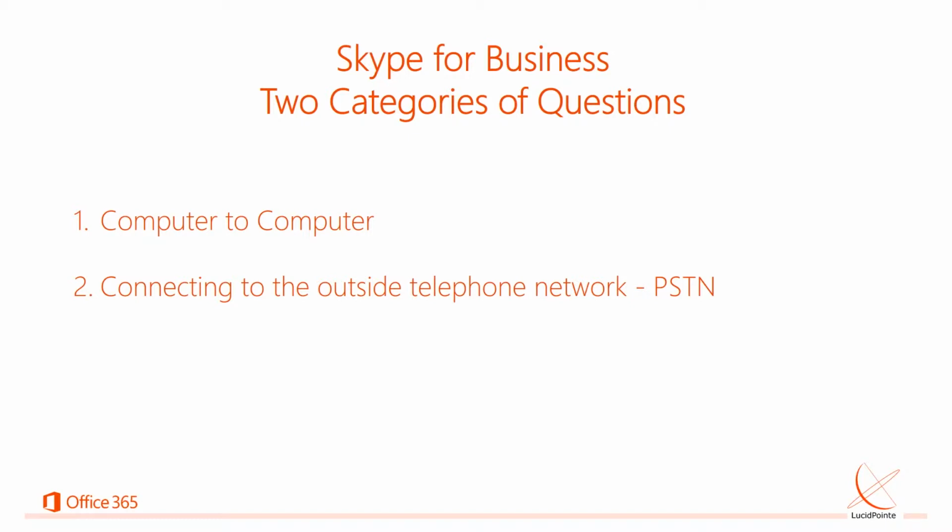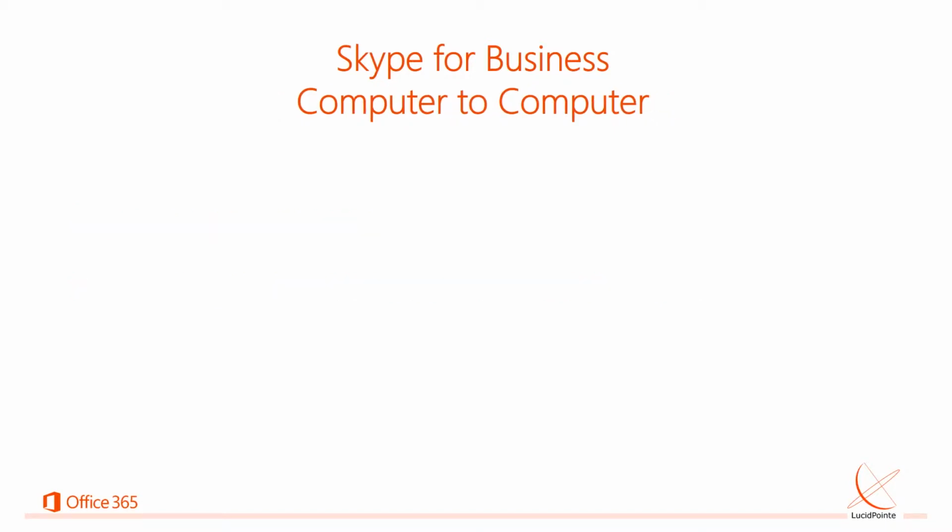Our questions came in two broad categories. The computer-to-computer category, if we're just communicating between computers, or if we're communicating with the outside telephone network, the public switch telephone network. A lot of interest in that. That's fairly new. That's come out of preview into general release as of December of 2015, so it's still coming together. So let's do the computer-to-computer questions.